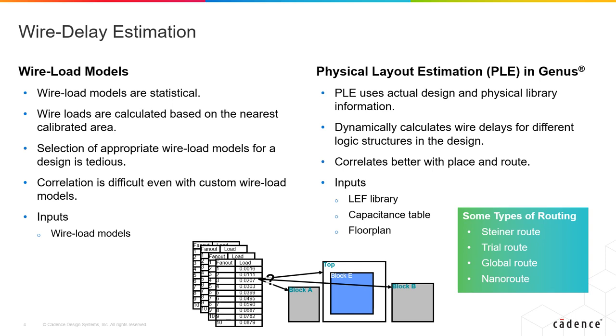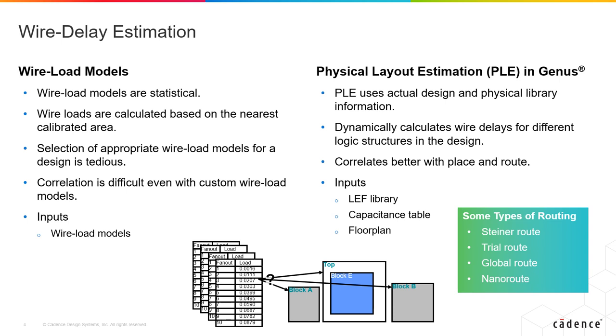Wire delay estimation can be done either through wire load models or a layout wire delay estimation tool like the Physical Layout Estimation or PLE in Cadence Genus synthesis solution. The wire load models or PLE must accurately predict the wire delays to meet the requirements of your design. Therefore, they need to correlate to the actual routing performed by the physical design tools. The foundries supply the wire load models along with the timing libraries, and you can plug the wire load models into your static timing analysis tool to calculate your net delays.